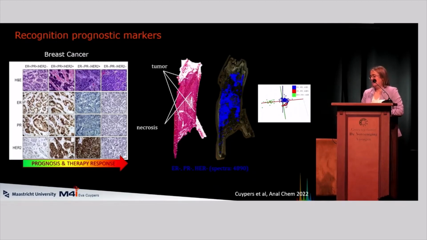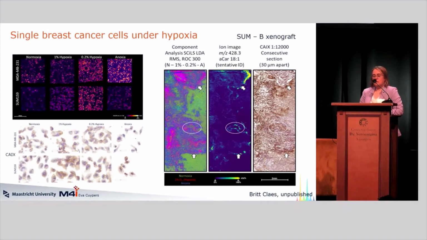And then my colleague, Britt Klaas, played around a bit with the oxygen levels in these 2D cell cultures. She grew the cells in normoxia conditions, 1% oxygen, 0.2% oxygen, and then anoxia conditions. Why? Well, one cell type, but in the different conditions. Because it's important also in pathology. What you can see here on the right is a CA9 staining, which is typical for hypoxia conditions, and that's what pathologists are mostly interested in.